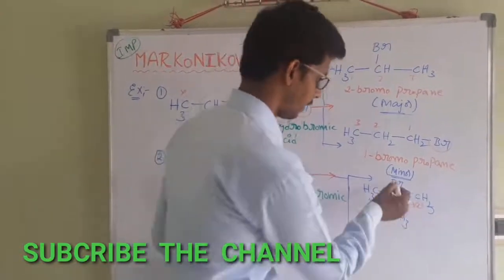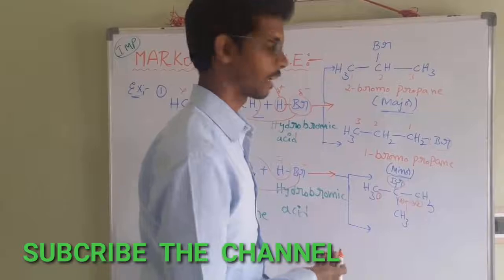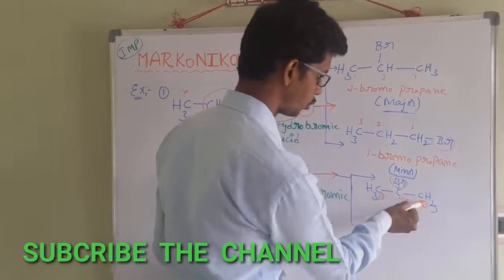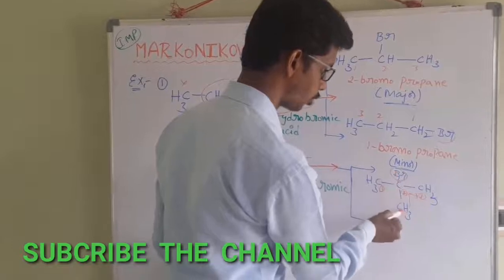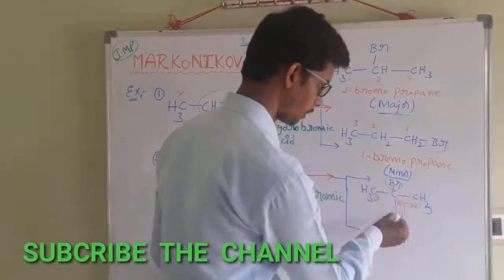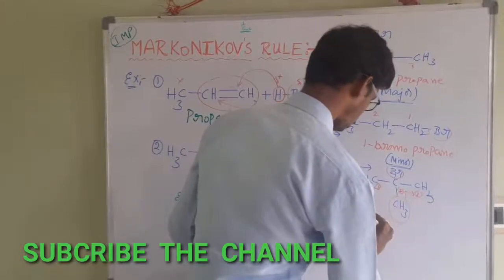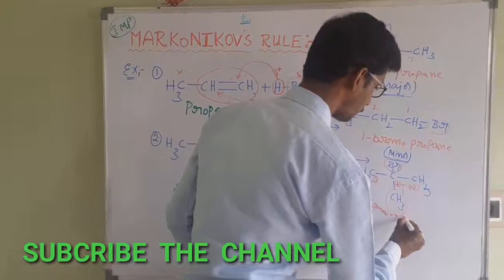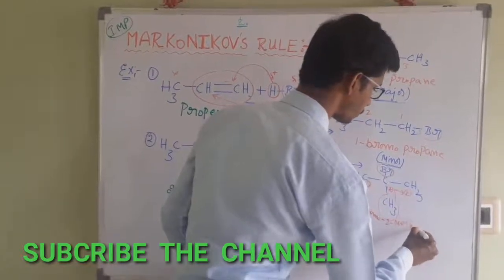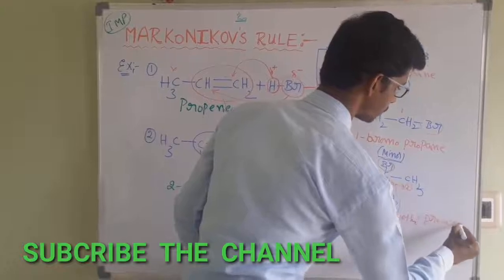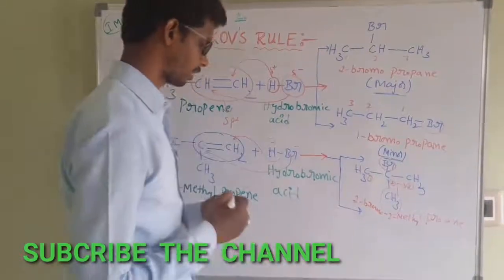Why? Because the bromine is attached to the second carbon. For example, let us take 1, 2, 3. 2-bromo, 2-methyl; the methyl is also taken as a substituent. 2-bromo-2-methylpropane. This is the major product formed.